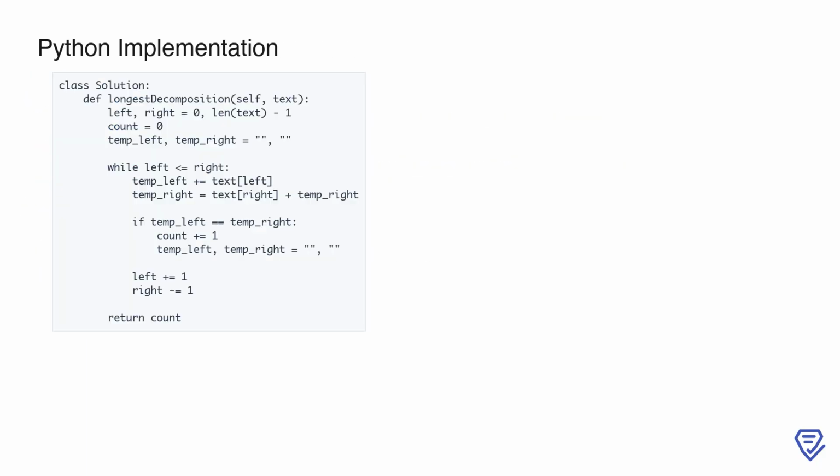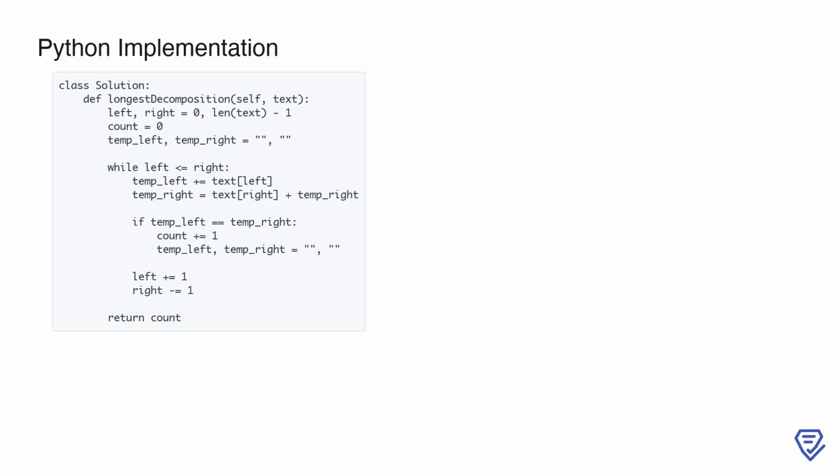This solution implements the longest chunked palindrome decomposition problem using a greedy two-pointer approach. The function longestDecomposition takes a string text and determines the maximum number of palindromic chunks the string can be split into. We initialize two pointers, left and right, to traverse the string from the beginning and the end, respectively. The variable count keeps track of the number of palindromic chunks found. We also maintain two temporary strings, temp_left and temp_right, to build potential substrings from the left and right sides of the string. In each iteration, we add the current characters from the left and right pointers to temp_left and temp_right.